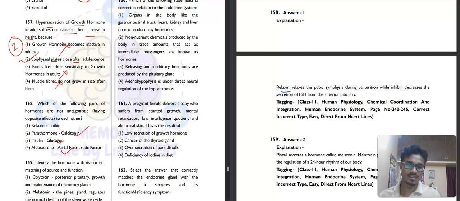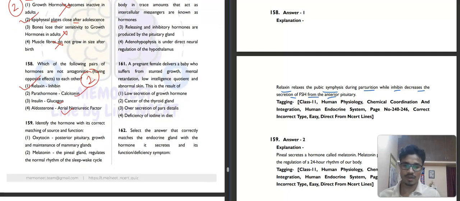But relaxin relaxes the pubic symphysis during parturition, while inhibin decreases the secretion of FSH from the anterior pituitary. So both have a decreasing action, relaxing or decreasing. So the first option will be your correct answer. They are not antagonistic, they are different.